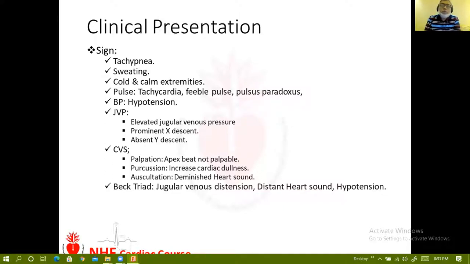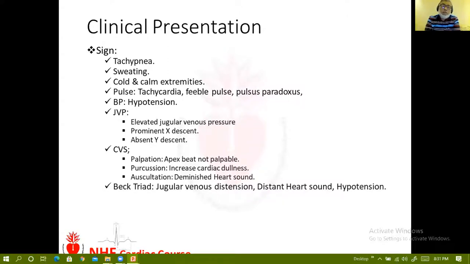Blood pressure: hypotension, elevated JVP, prominent Y descent and absent X descent. Cardiovascular system examination: on palpation, apex beat not palpable; on percussion, increased cardiac dullness; on auscultation, diminished heart sounds.